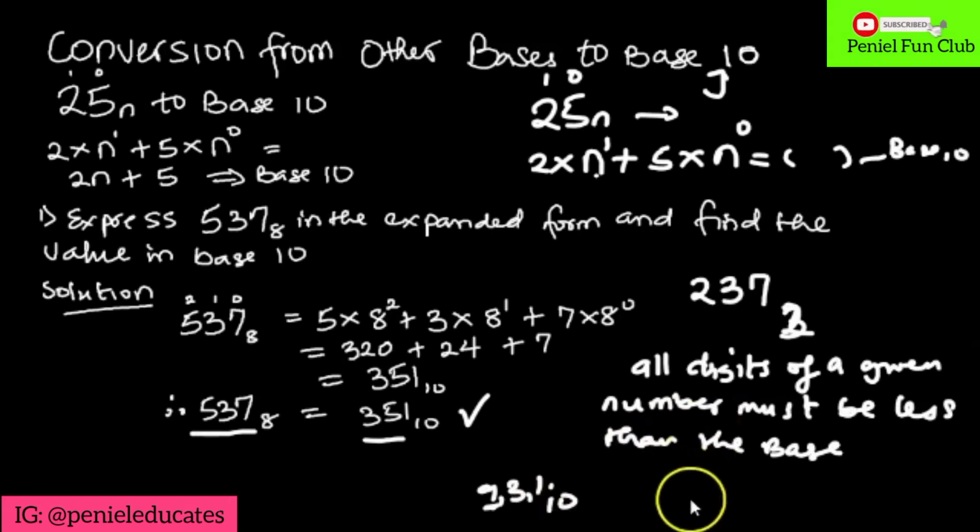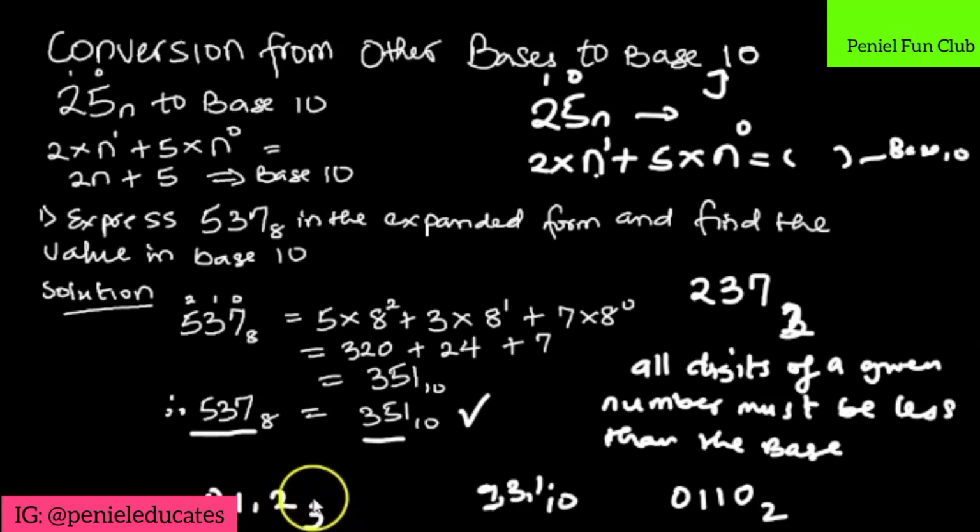For example, if you have base 2, you can only have 0 and 1. Then for base 3, you can only have 0, 1 and 2. In base 3, you cannot have any digit that is the same as the base or higher than the base. You cannot have that. For example, you cannot have 238 as base 8. You cannot even have 239 as base 8.